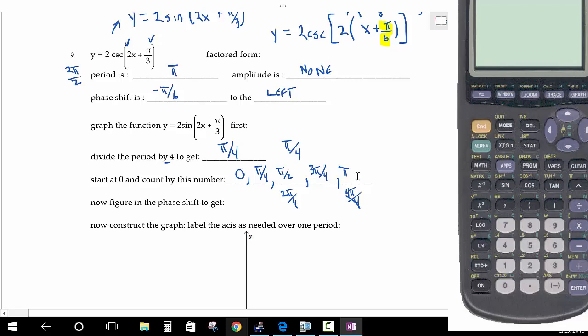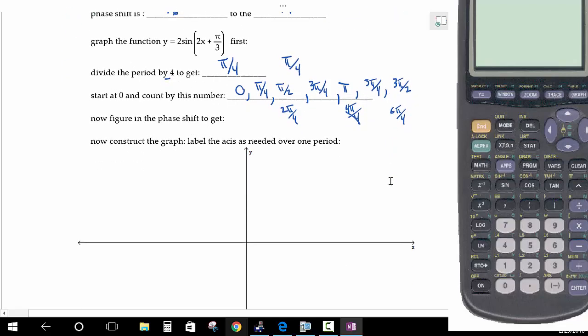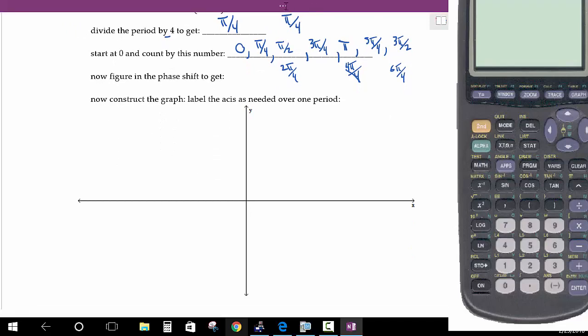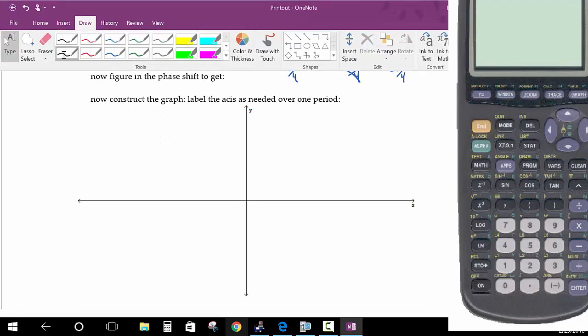I'm going to keep going out a little bit. I go to 5 pi over 4, 6 pi over 4 is going to be 3 pi over 2, and so forth. Okay, so we're going to go ahead and begin to get this graph set up next. So let's go ahead and go down to our graph, start getting this set up.